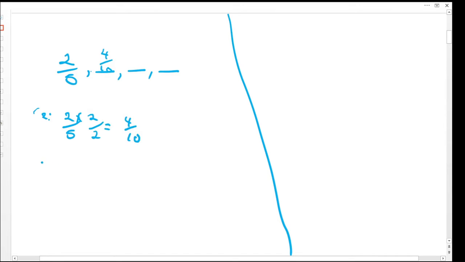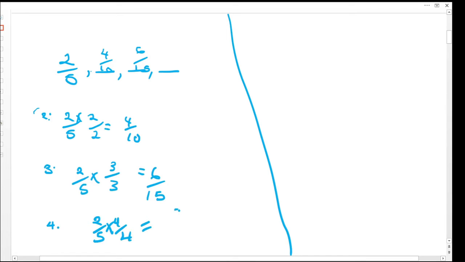Then our third equivalent fraction is going to be 2 out of 5, because it's the third one, it is 3 out of 3, as I explained earlier. So it's going to give us 2 by 3, and 5 by 3 is 15. So it is 6 over 15. Then lastly, the fourth equivalent fraction is going to be 2 out of 5 by 4 over 4. It's now giving us 8 out of 20. So we fill in here, that is 8 out of 20.